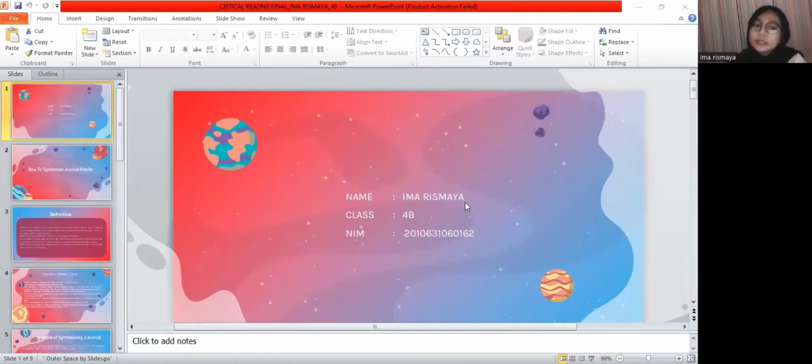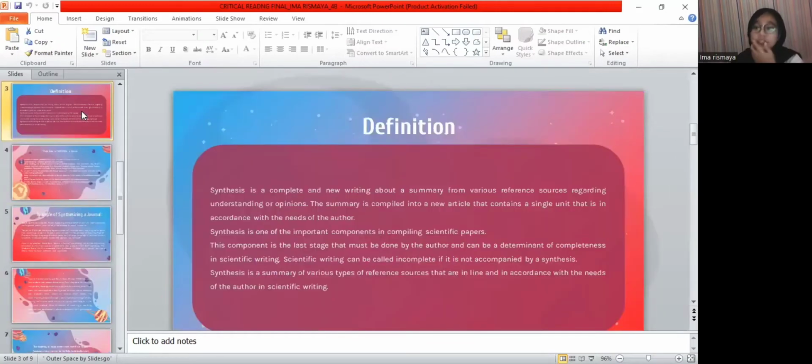Here, I will explain how to synthesize journal articles. Definition: Synthesize is a complete and new writing about a summary from various reference sources regarding understanding our opinions. The summary is completed into a new article that contains a single unit in accordance with the needs of the author. Synthesize is one of the important components in completing scientific papers.